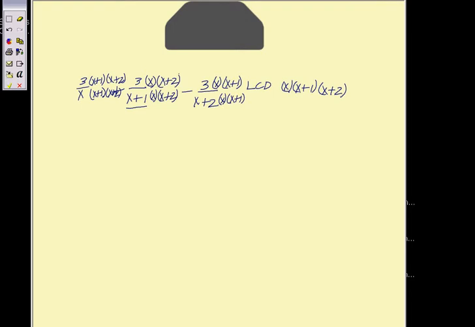Now before I distribute everything out here, I'm going to go ahead and FOIL this portion of the LCD over here. So it's going to give us x squared plus 2x plus 1x plus 2. Let's combine our like terms there. Going to give us x squared plus 3x plus 2. Okay, so for the first portion here, we have 3 times x plus 1 times x plus 2, and I FOILed that out over here, so I'm going to be using this.